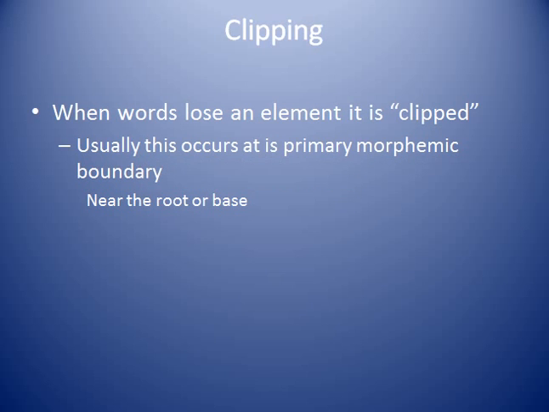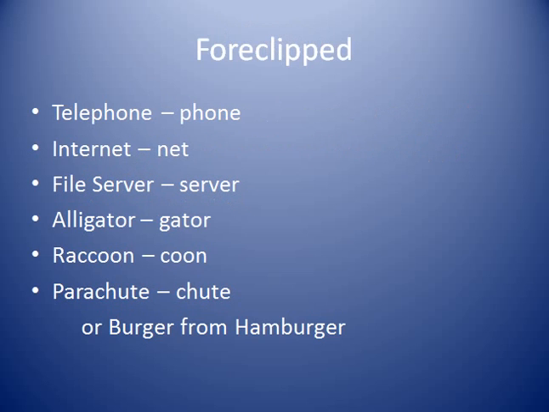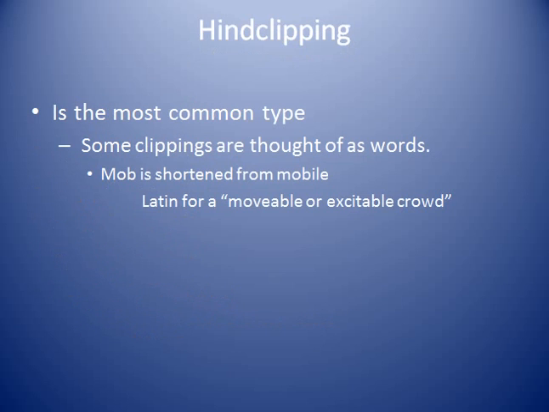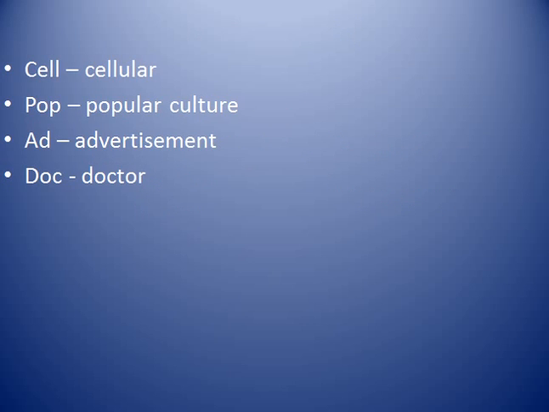When words lose an element, it is called clipping. Usually this occurs at its primary morphemic boundary near the root or the base of the word. Fore-clipped: some examples of a fore-clipped word would be phone from telephone, server from file server, coon from raccoon, and burger from hamburger. Hind clipping is the most common type of clipping. Some clippings are thought of as words, such as cell from cellular, ad from advertisement, or doc from doctor.